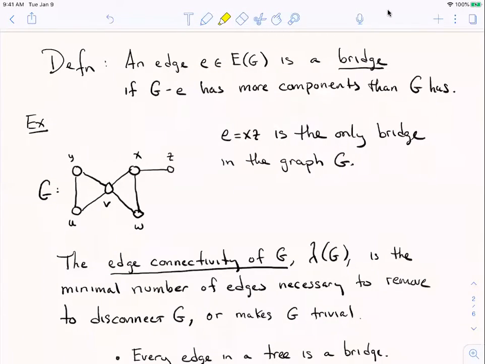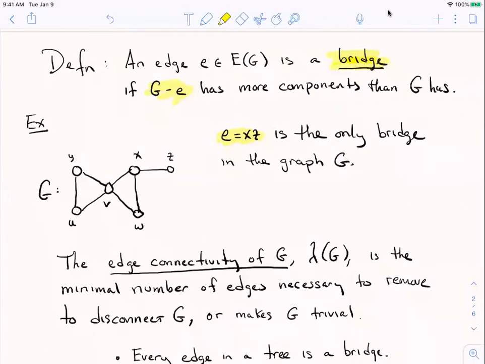Cut vertex, vertex connectivity. Let's talk about bridges. What's a bridge? We talked about this when we talked about trees. An edge is called a bridge if when you remove it, you increase the number of components. All right, so it's the exact kind of analog to a cut vertex, but we're taking edges out. In our example graph here, there's just one bridge.